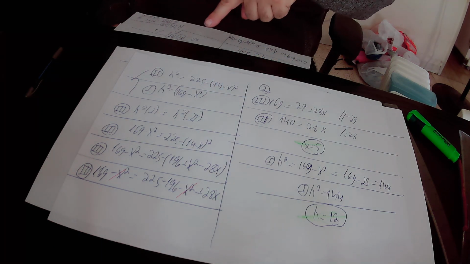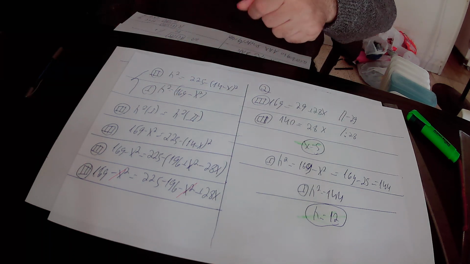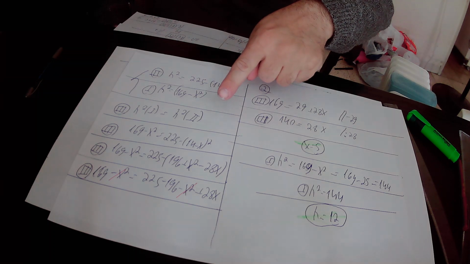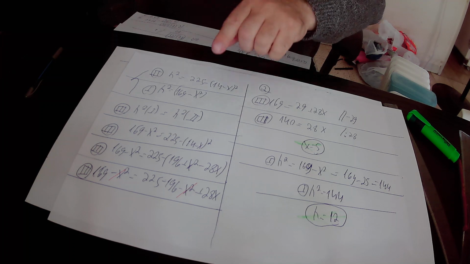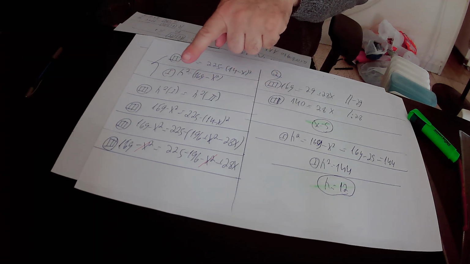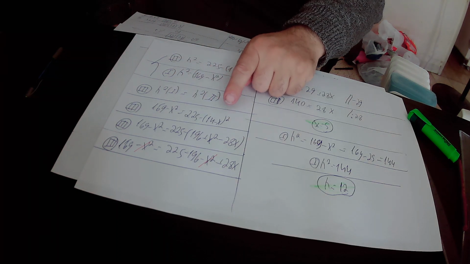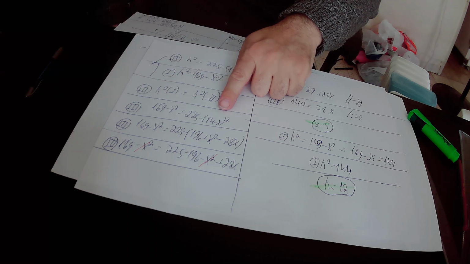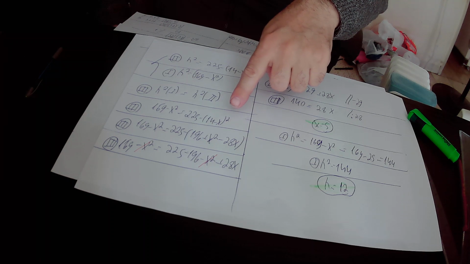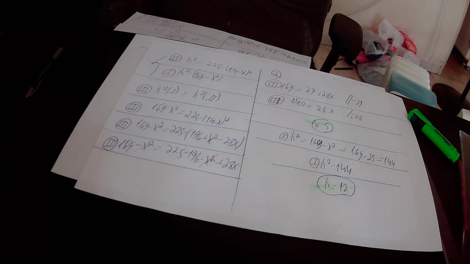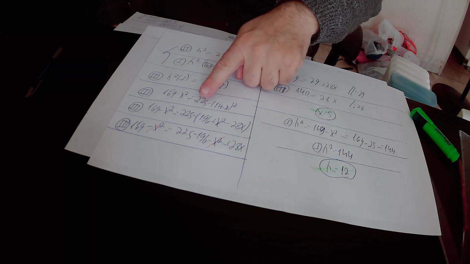H squared according to equation number 1 equals 169 minus x squared, and it must be equal to h squared according to equation number 2. H squared according to equation number 2 equals 225 minus (14 minus x) squared. So according to equation number 3, 169 minus x squared equals 225 minus (14 minus x) squared, and (14 minus x) squared equals 14 squared, that is 196, plus x squared, minus 2 times 14x, that is minus 28x.